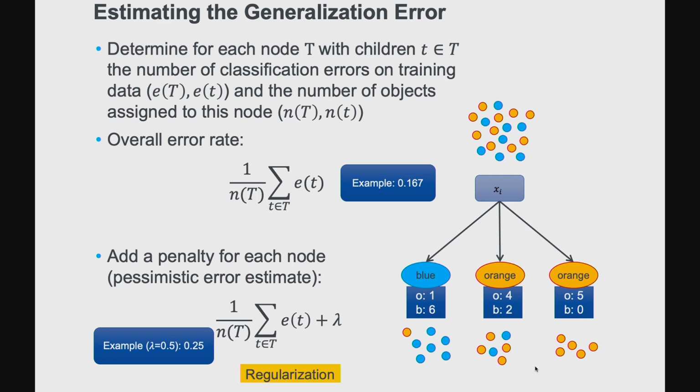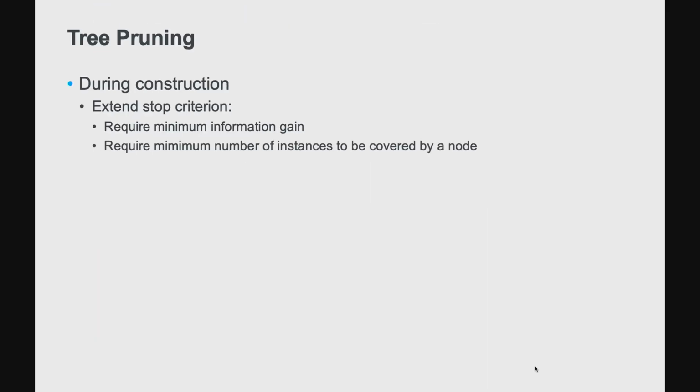So what we do here is we regularize. Remember how we regularized with linear regression? We punished overly large parameters. What do we do here? We punish overly large trees by adding these virtual errors on top of our evaluation function. And when we do this, we will end up with a situation where adding more nodes will worsen our error rates. And therefore, we should then stop expanding the tree any further.